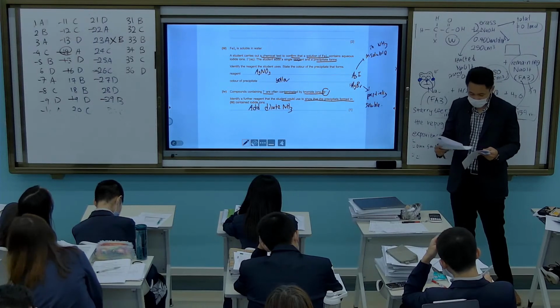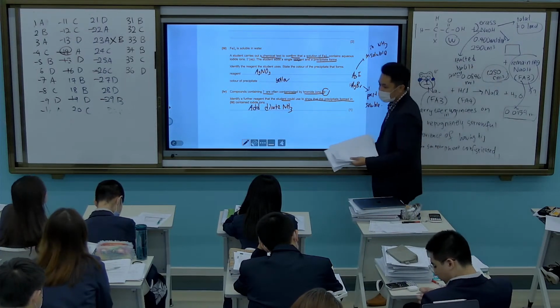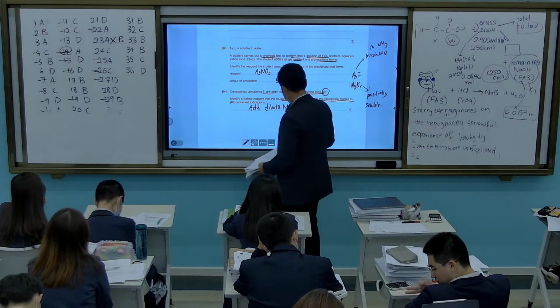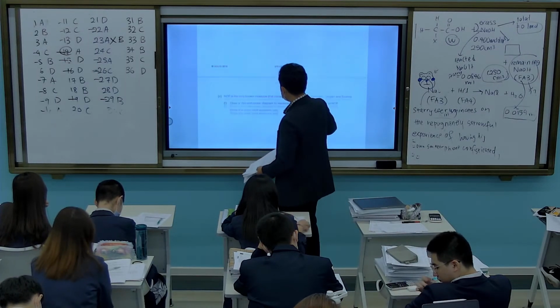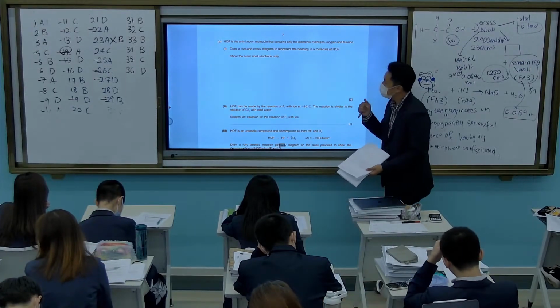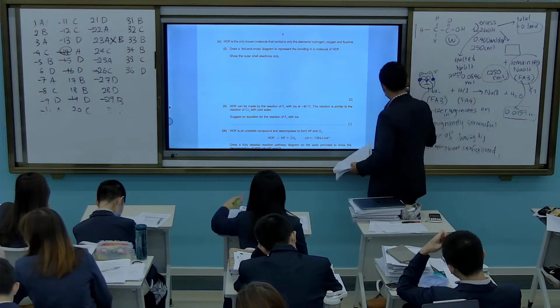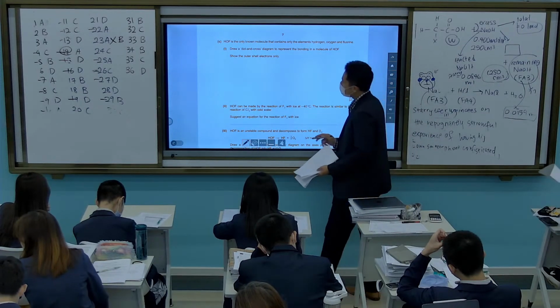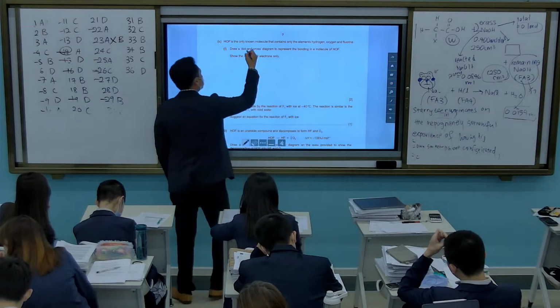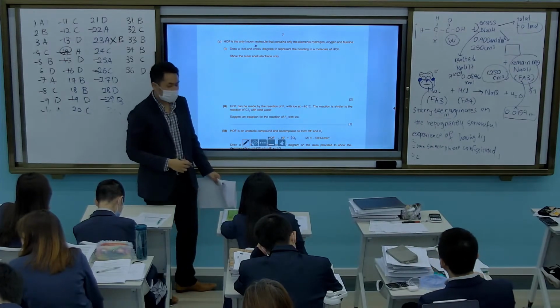Okay, now let's take a look at the next question, part C. C part 1. All right, so for C part 1, draw a dot and cross diagram to represent the bonding in a molecule of HOF. For this one, dot and cross, one is dot, one is cross. Okay, you need to draw the key also.